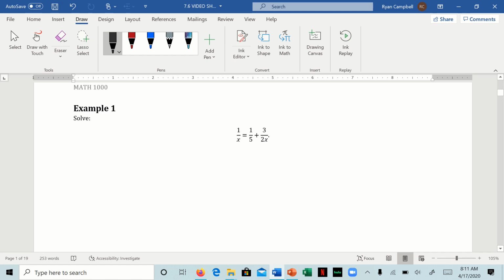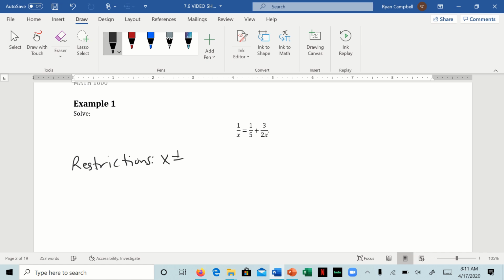So example number 1. Step 1, list all the restrictions. So we see that the denominator can't be 0. If x is 0, then the denominator is 0, right? So restriction, x can't be 0, because whether it's x equals 0 or 2x equals 0, x is 0. So x can't be 0, otherwise it would make the denominator equal to 0, which is a no-go.